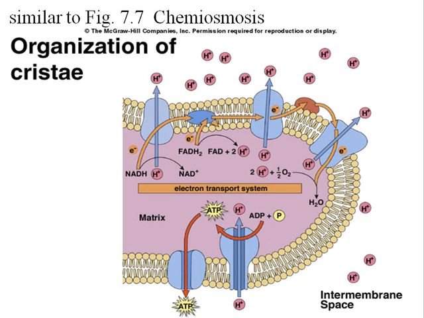Think of these hydrogen ions as kind of like water backing up behind a hydroelectric dam. The enzyme ATP synthase functions sort of like the turbines in the dam. As hydrogen ions come rushing in through the ATP synthase, a third phosphate group is added to ADP, making ATP.